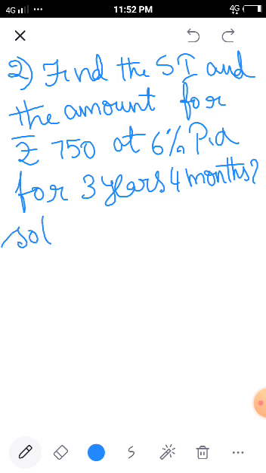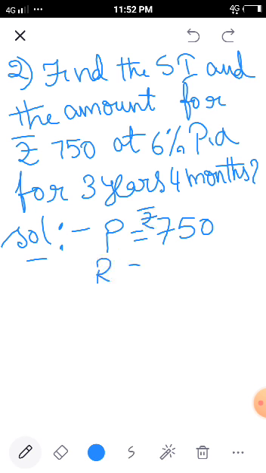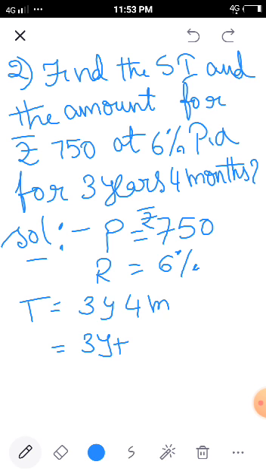Solution. Here, what was the given information that we have to write first? What was the principal? 750 rupees. Rate of interest 6%. And time period 3 years 4 months. Here both years and months are combinedly given, so we have to convert the years and months into complete years. How will we convert these into years? These 3 years plus 4 months, 4 months you have to convert into years, that is 4 upon 12, because 1 year equals 12 months.